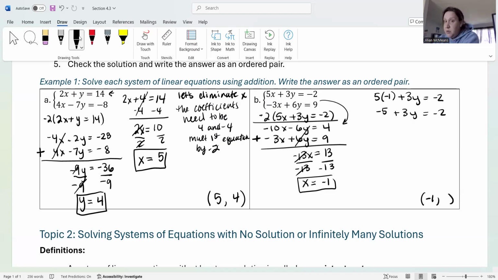I need to isolate my 3y, so I add 5. Negative 5 plus 5 is 0. 0 plus 3y is 3y. Negative 2 plus 5 is 3. I need to undo the multiplication of 3 and y, so I divide. 3 divided by itself is 1. 1 times y is y. 3 divided by 3 is 1. So there you have your final answer. The solution to this ordered pair is negative 1, 1. That's the point where these two lines intersect.